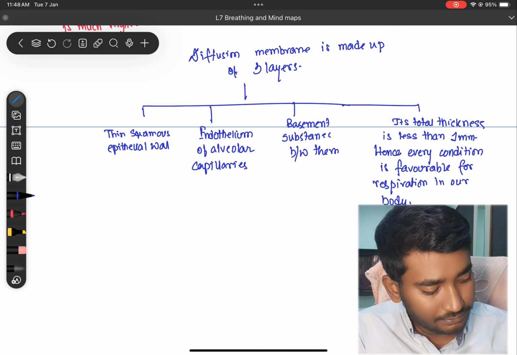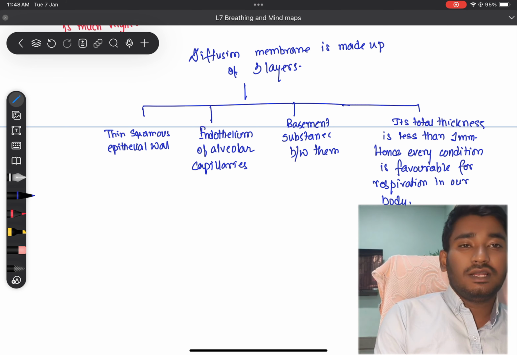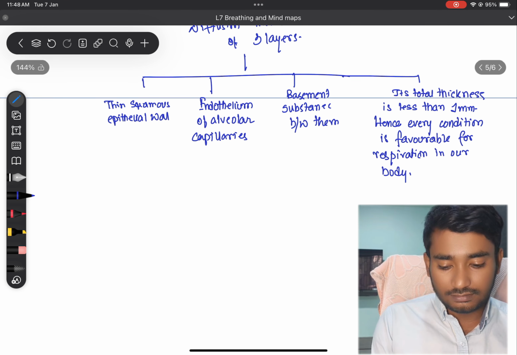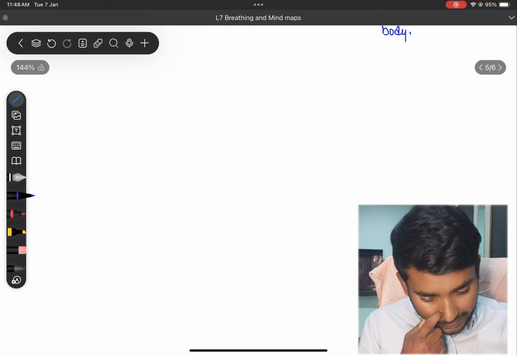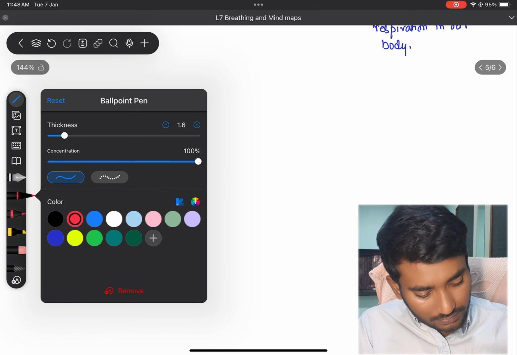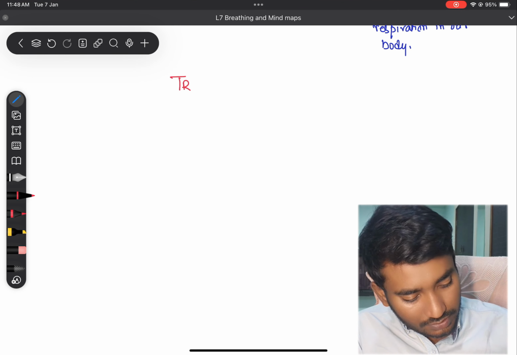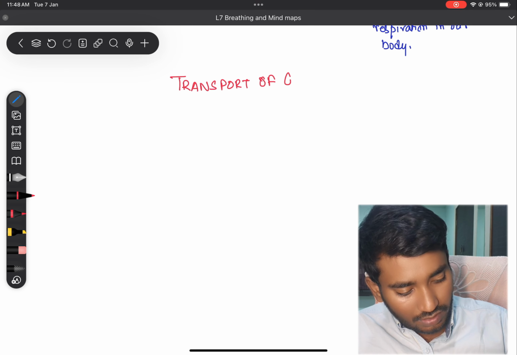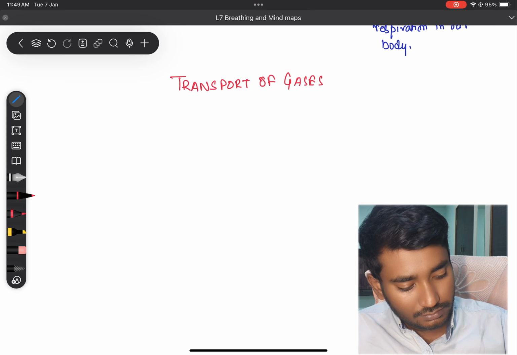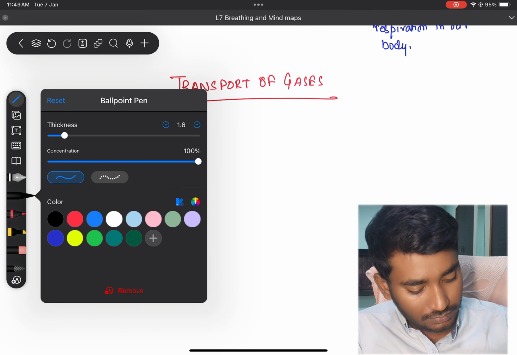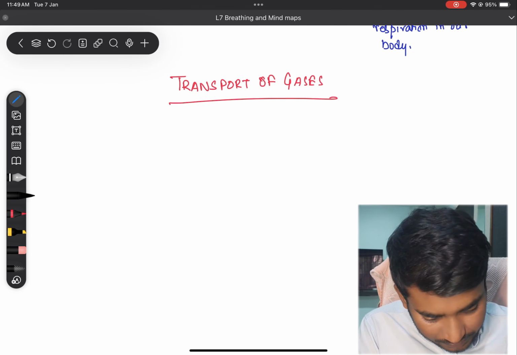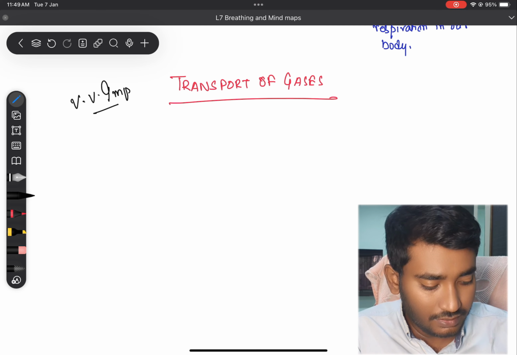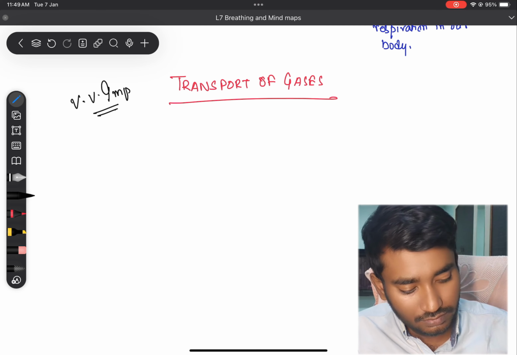Okay. Now we come to the last part, transport of gases. Give it a heading: transport of gases. Transport of gases is a very, very important topic.